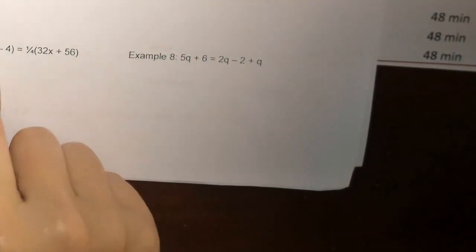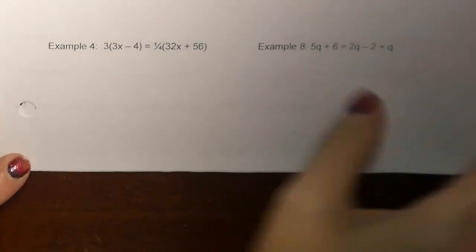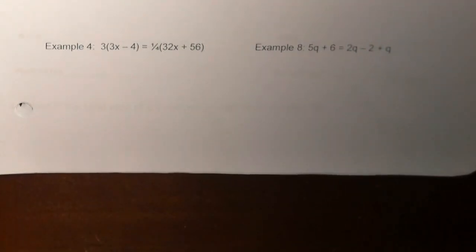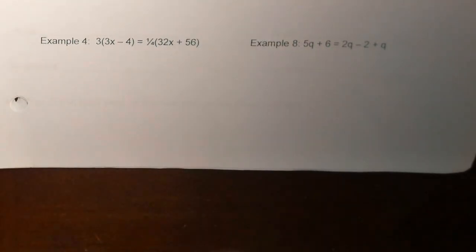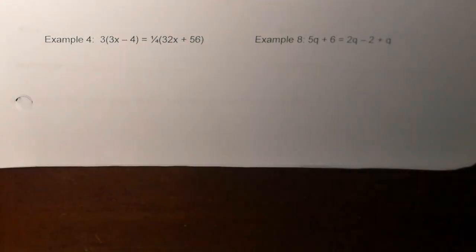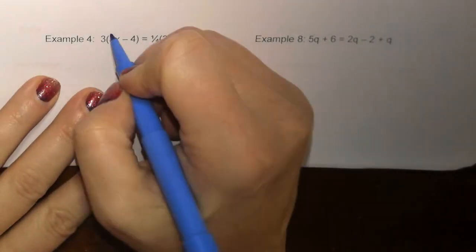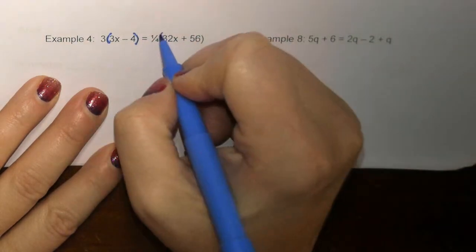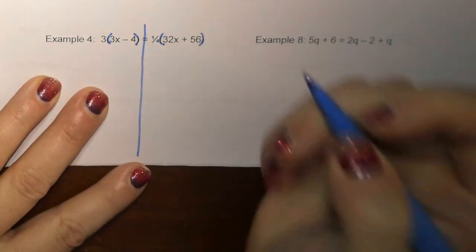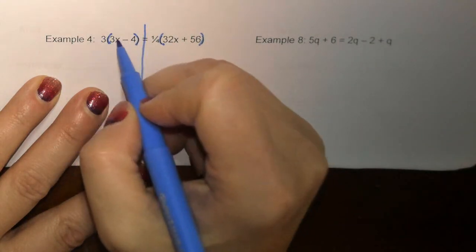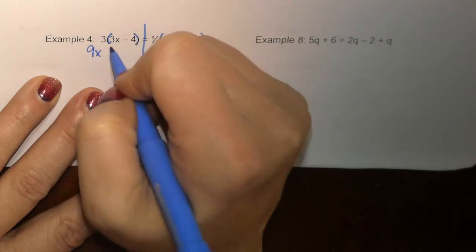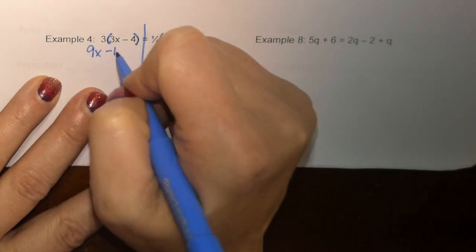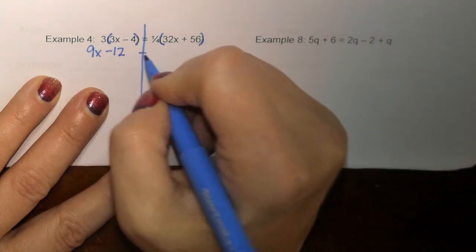All right. Let's go down to number 4. Number 4 at the bottom. All right, so this kind of combines everything we've been doing so far. We have some distribution, because look here, I see some parentheses on both sides. So let's go ahead and distribute both sides. 3 times 3x is going to give us a 9x. And a 3 times a negative 4 is going to give us a negative 12 equals.